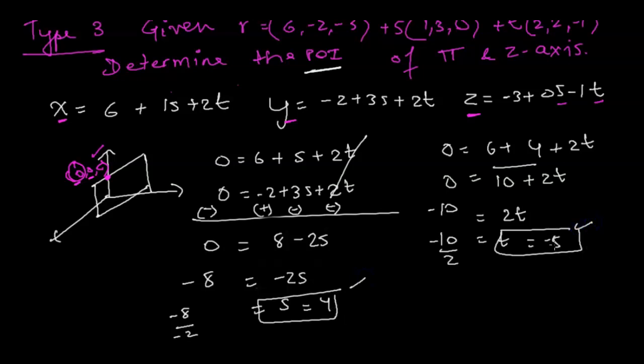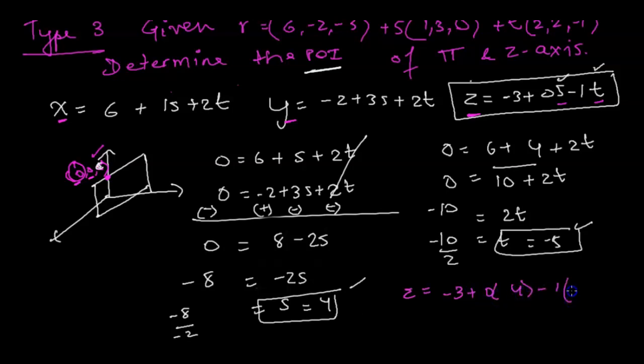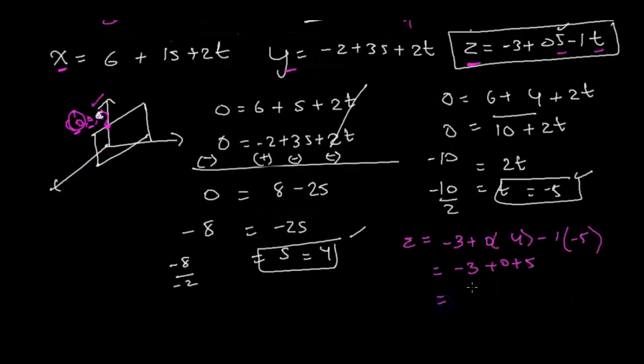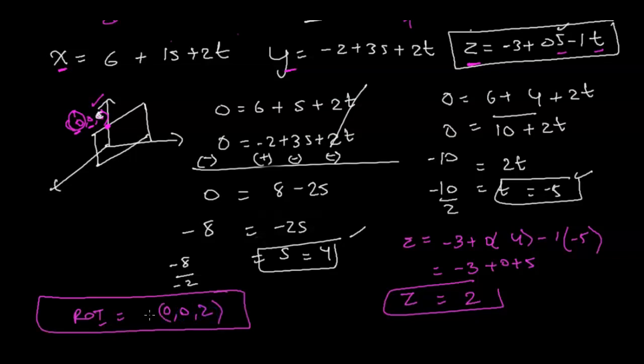Once we've got the value of s and t, all we have to do is just use this equation, substitute s and t in there, and get the value of z. And that z is nothing but this c value. So z is equal to negative 3 plus 0 times s, which is 4, minus 1 times t, which is negative 5. That would give us negative 3 plus 0 plus 5. And finally, we would get a 2 value for z. So the point of intersection finally can be written as 0, 0, 2, and this is how we end the problem.